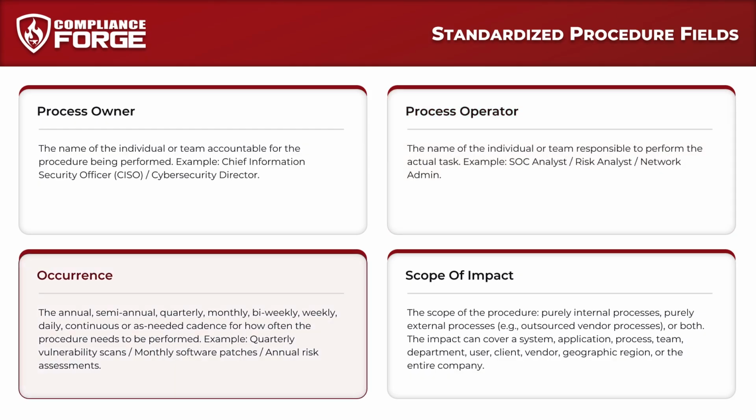The occurrence. This is the cadence for how often the procedure needs to be performed, from annual all the way down to daily, continuous, or as needed. For example, quarterly vulnerability scans, monthly software patches, or annual risk assessments. And the scope of impact. This is whether the procedure covers purely internal processes, purely external processes, such as outsourced vendor processes, or both. The impact can cover a system, an application, a process, a team, a department, a user, a client, a vendor, a geographic region, or the entire company.